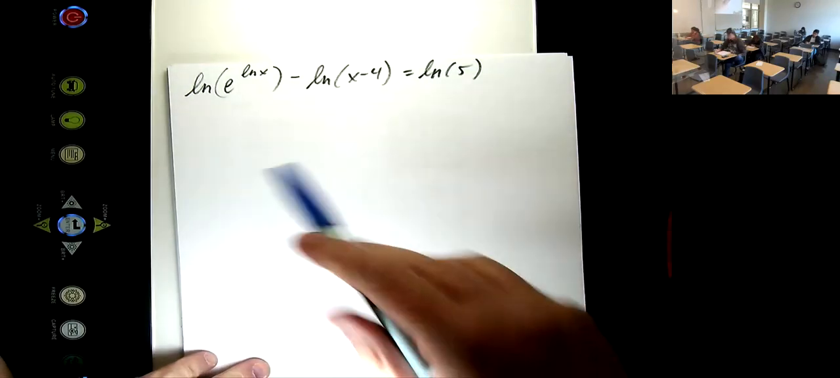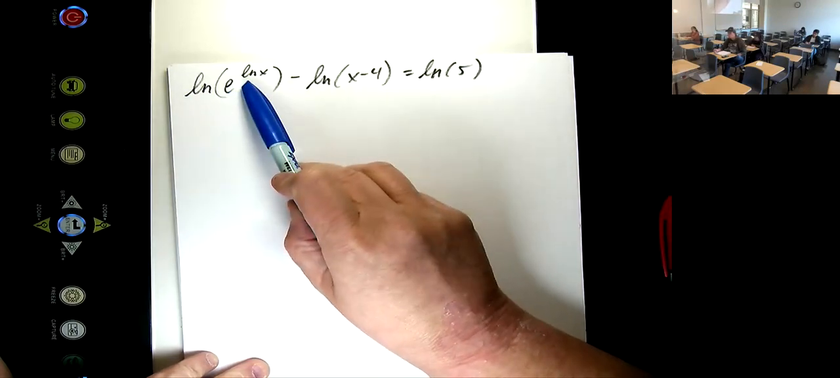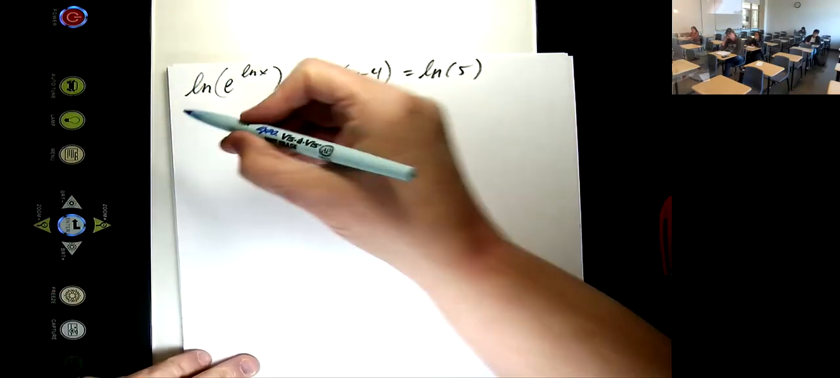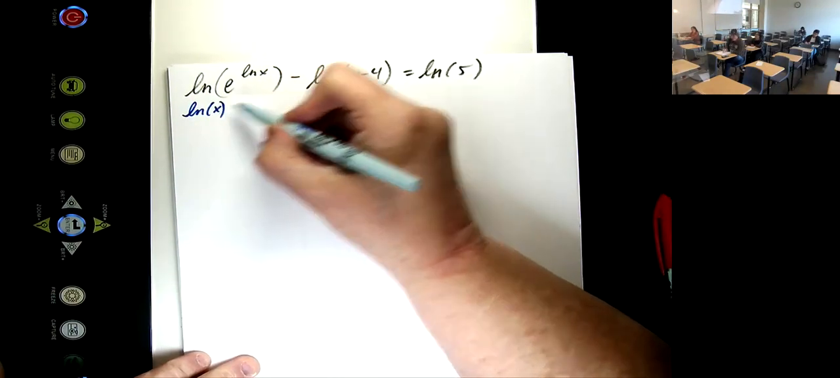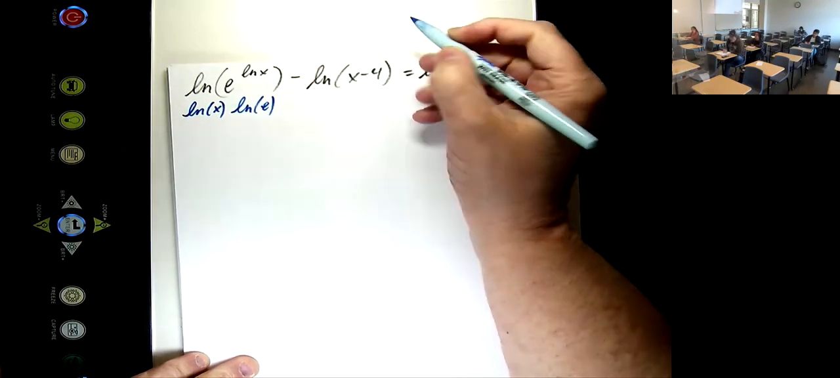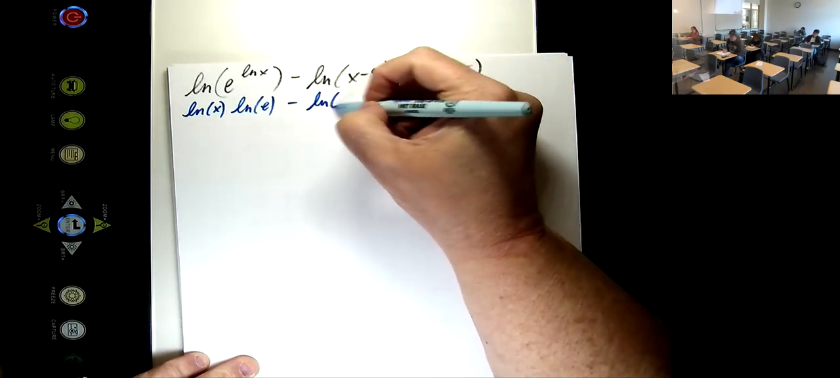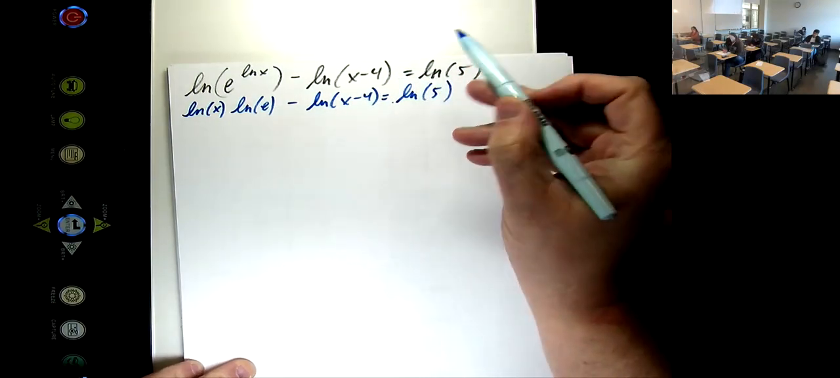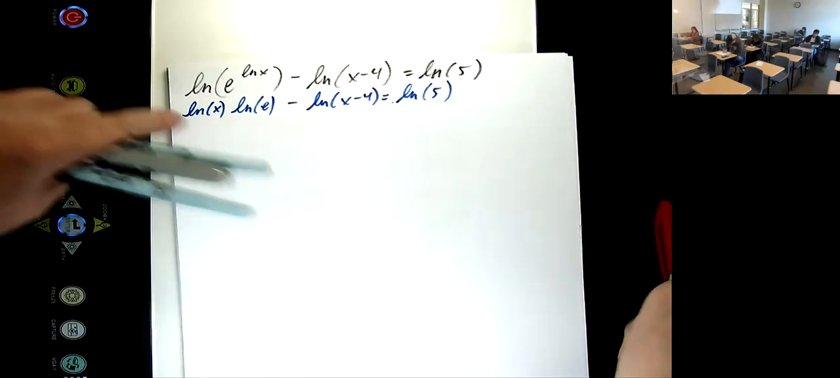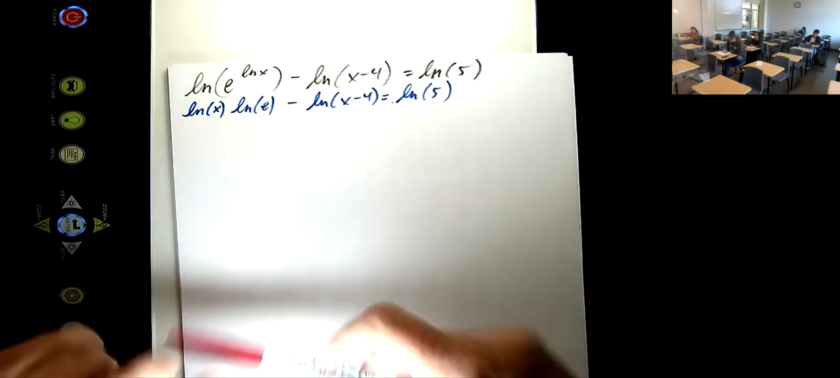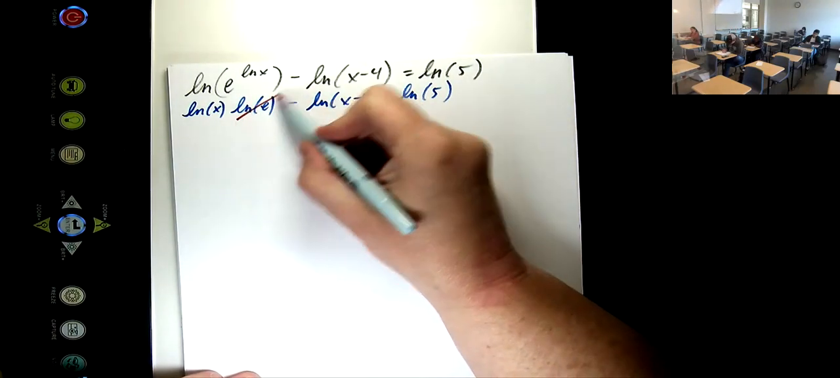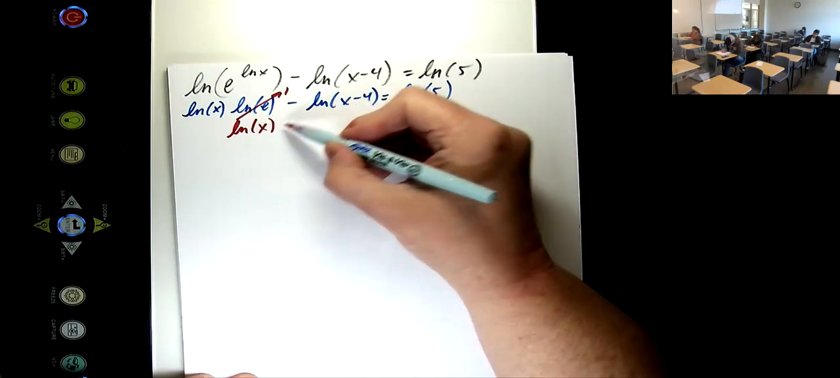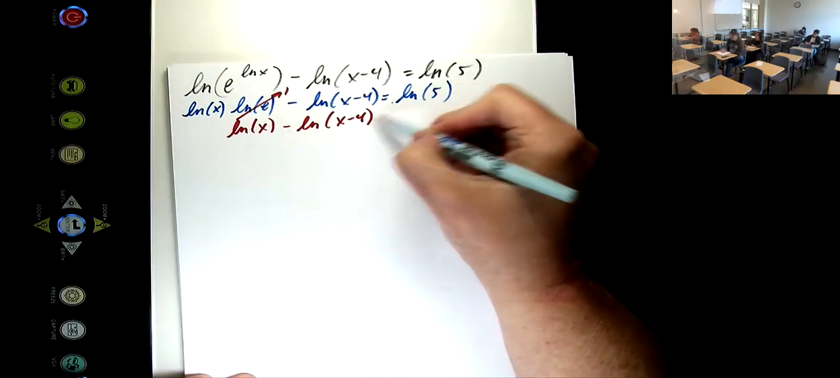Now, you can either recognize that the e to the ln cancel out, and it just becomes x. Or you can bring the natural log of x down. I think this is the more intuitive way. You have natural log of x times natural log of e now, minus natural log of x minus 4 equals natural log of 5, because the ln of x is an exponent, and we can bring down exponents. ln of e is 1 though. So this turns into ln of x minus ln of x minus 4 equals ln of 5.